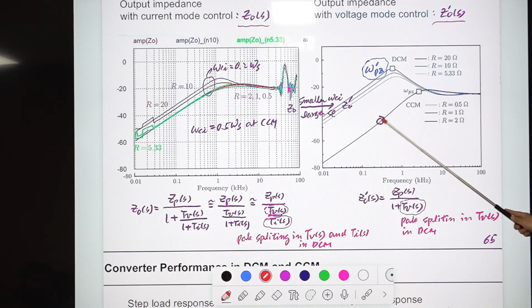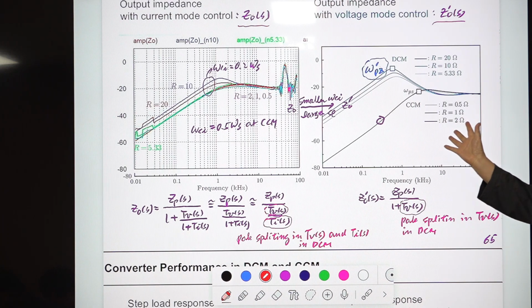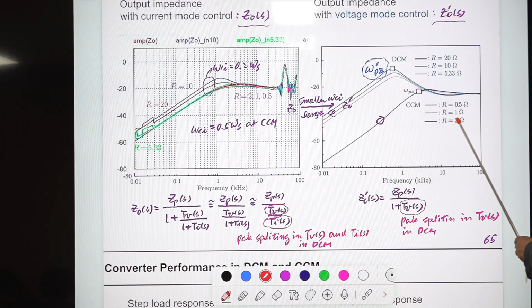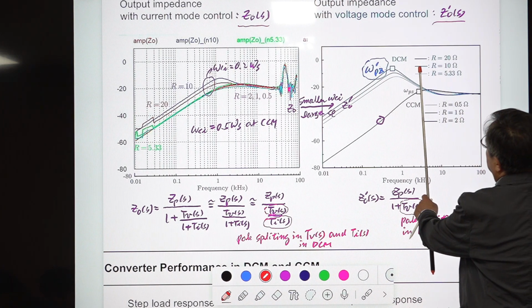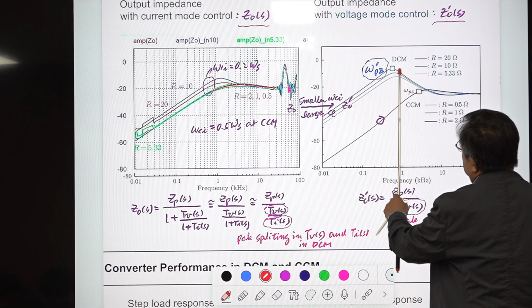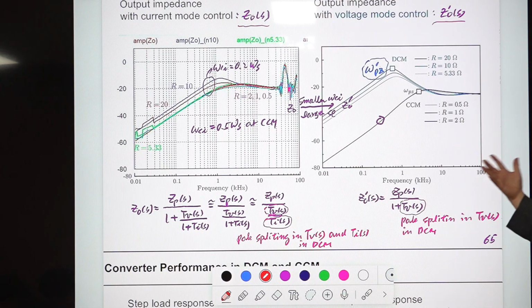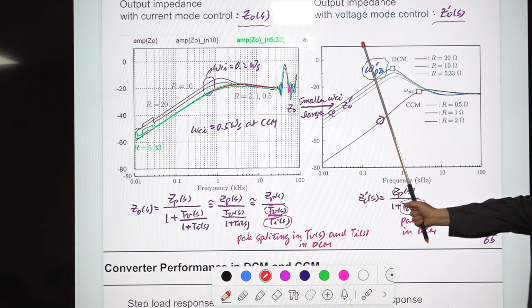This is the CCM output impedance here. And if you move to the DCM, the output impedance magnitude is increasing, which is a bad sign. Initially, the pole frequency is somewhere here, but at some frequency it shows some peaking. So there is some oscillatory behavior in the transient response. Okay, we went through this before. Okay, and move to this side.